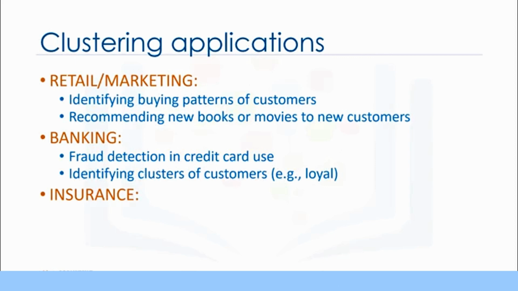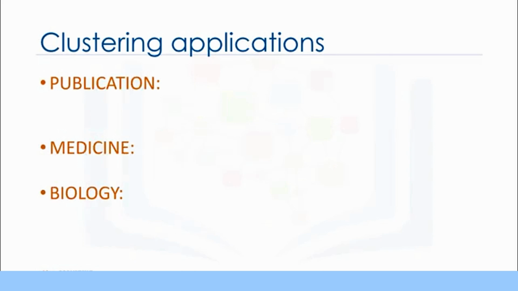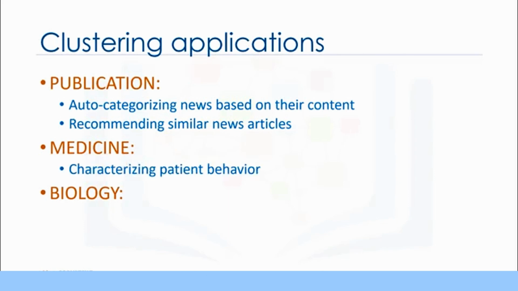In the insurance industry, clustering is used for fraud detection in claims analysis, or to evaluate the insurance risk of certain customers based on their segments. In publication media, clustering is used to auto-categorize news based on its content, or to tag news, then cluster it so as to recommend similar news articles to readers. In medicine, it can be used to characterize patient behavior based on their similar characteristics, so as to identify successful medical therapies for different illnesses.